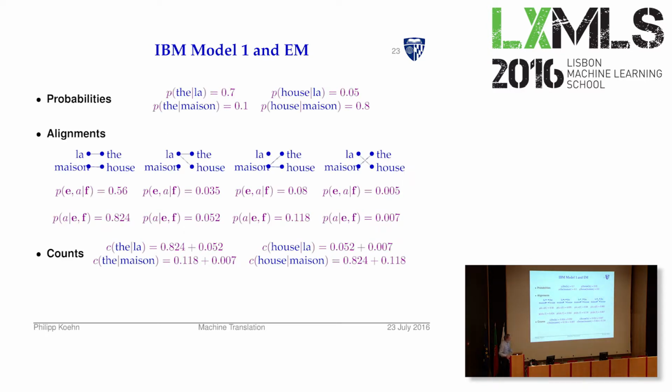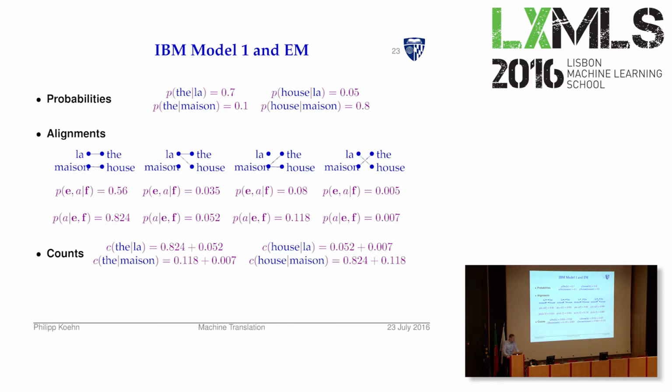So here's the example with just one sentence pair now, two word phrases, how this actually might work out. At the top, you see the model that we start with. It already has a bit of a bias that la and the is probably a good translation and the maison not so good. And then we come across the sentence pair where la maison is translated to the house. And there are four different configurations possible. I skipped over that a bit.